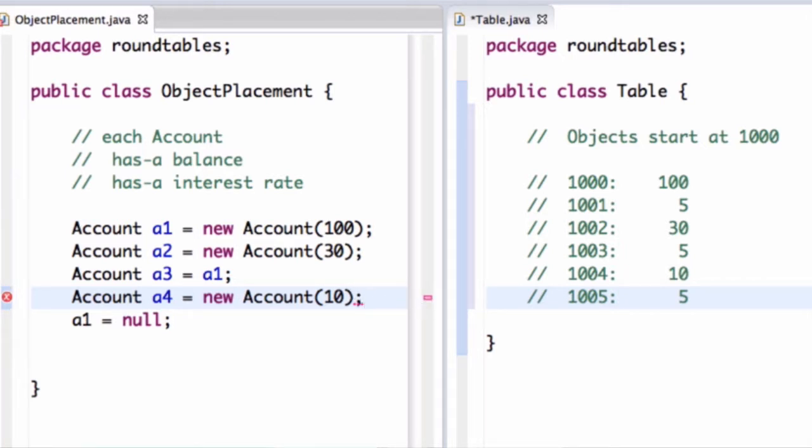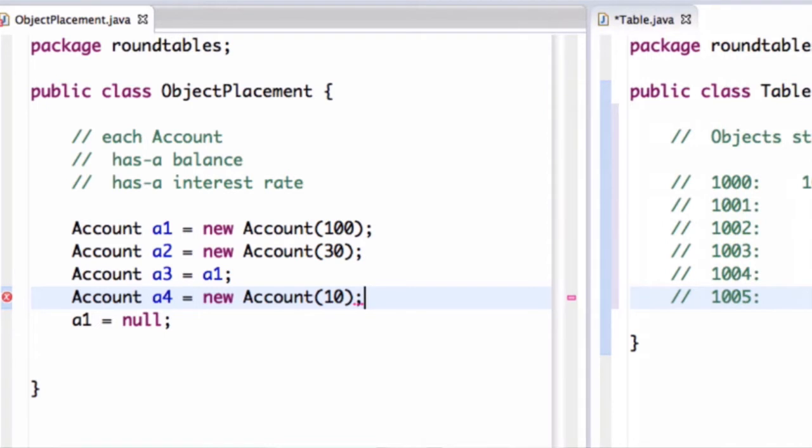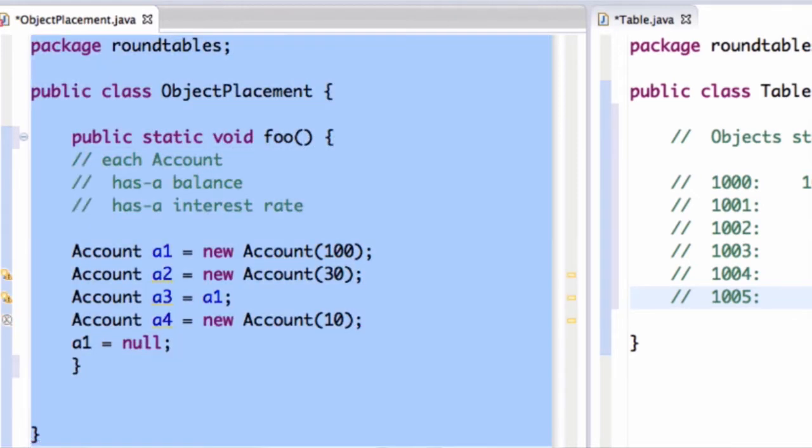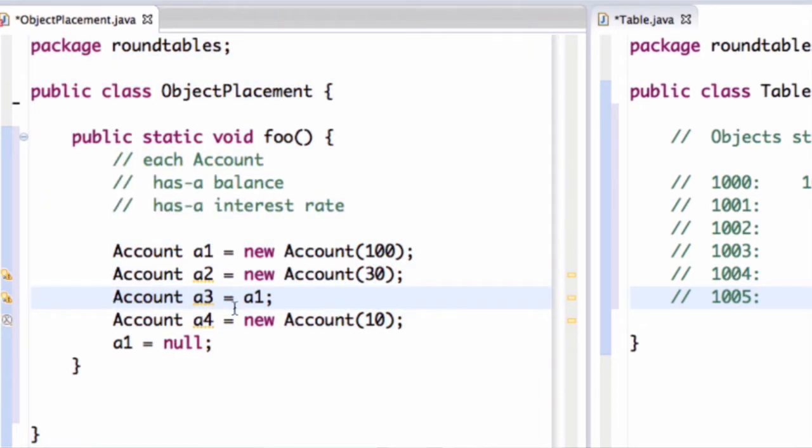It just needs to be saved. There's something after that? Oh, I'm not inside a method. Let me put all this inside of a method. Sometimes the messages you get from Java are not all that meaningful, and this is one of those cases. Okay, so let's go back to your question.